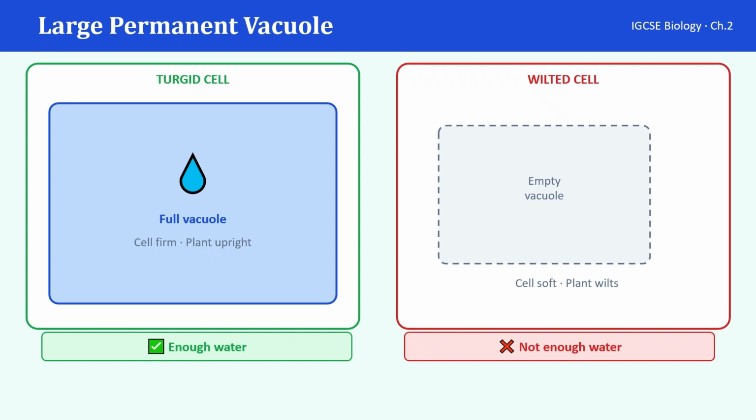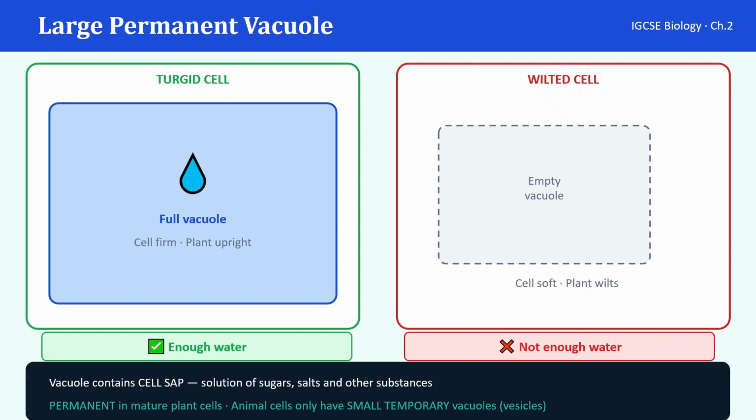This is exactly what happens when you forget to water your plants. If you are not watering your plants, then the vacuoles will empty out, the cells lose their firmness and the plant droops. When you water the plant, vacuoles fill up and the plant stands upright again. Now what is inside the vacuole? It contains the cell sap, which is a solution containing water, dissolved sugars, mineral salts, and other substances.